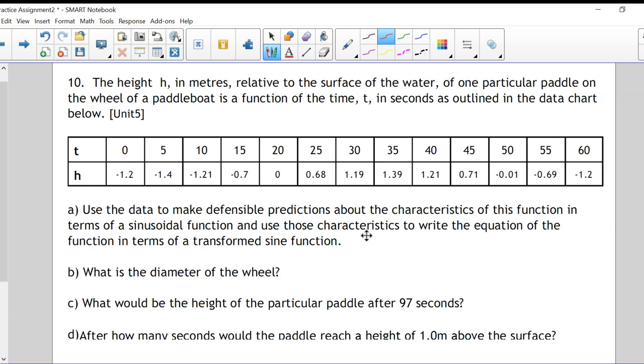Let's go through that process right now, which is hopefully what you did for homework last night. It starts off at 0 at minus 1.2, and then at some point in time it gets back down to 1.2 when you get to 60 again.